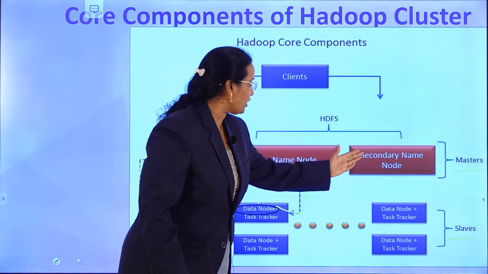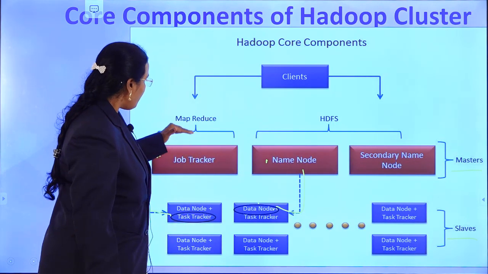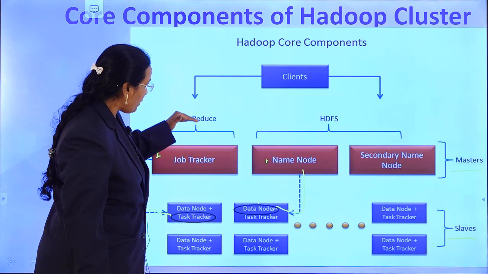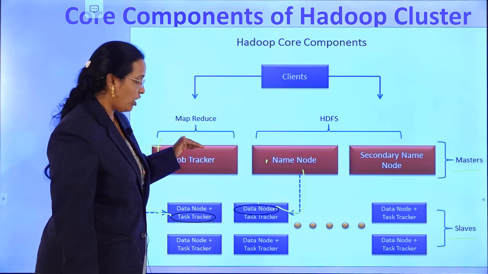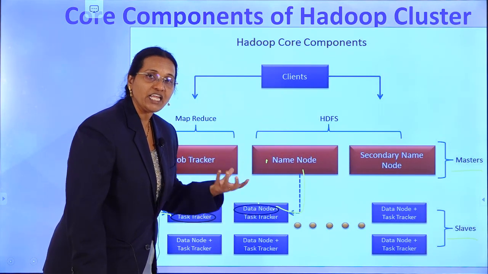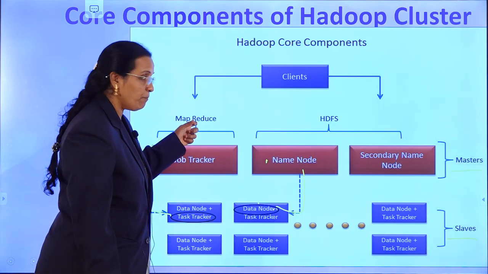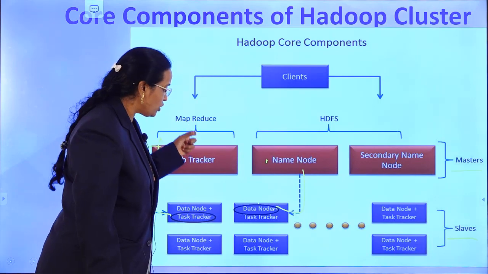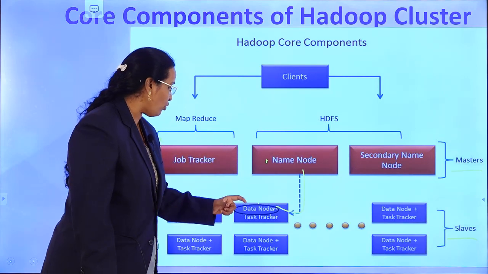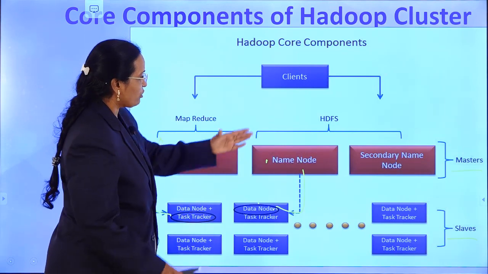The name node and secondary name node are available in HDFS, the Hadoop Distributed File System, and the job tracker is available in MapReduce. In MapReduce we write the programming part, because I have data on the data nodes and to process it I require a computational mechanism, an algorithm. I write that algorithm using MapReduce, and through that algorithm the job is performed by the task tracker. The task tracker is a daemon on a slave node and it is a slave to the job tracker. So that is about the master and slave.